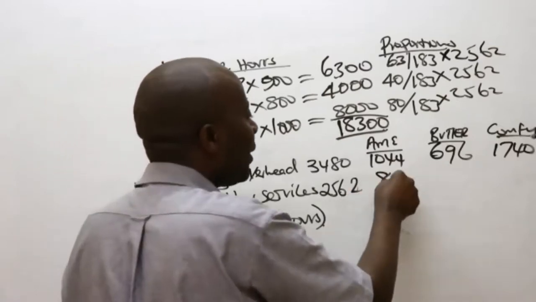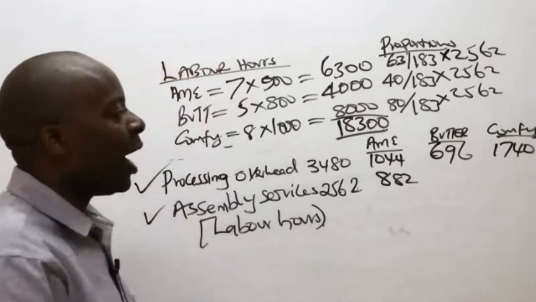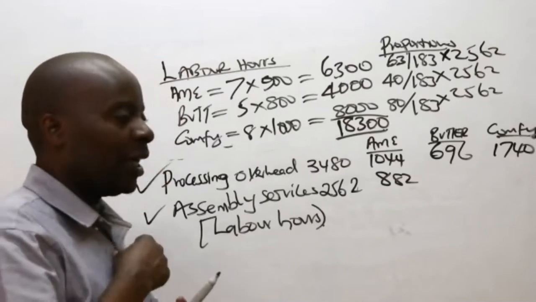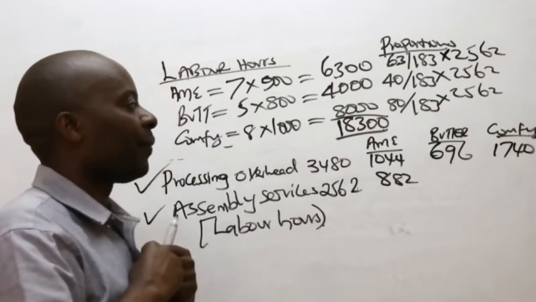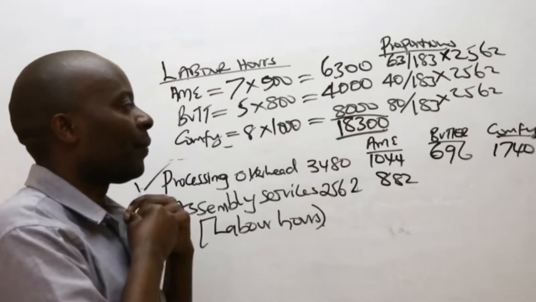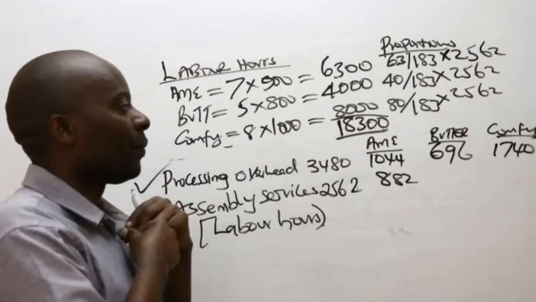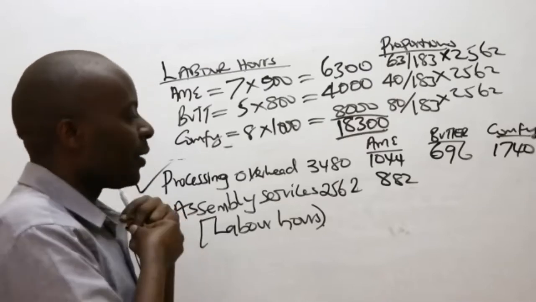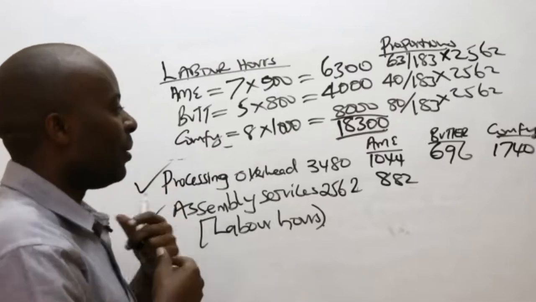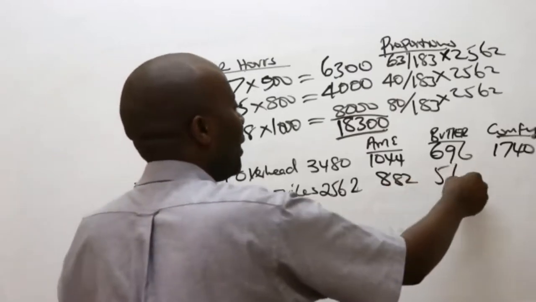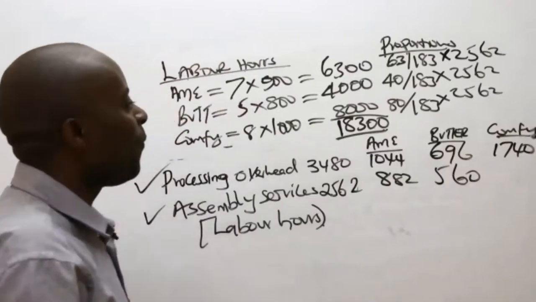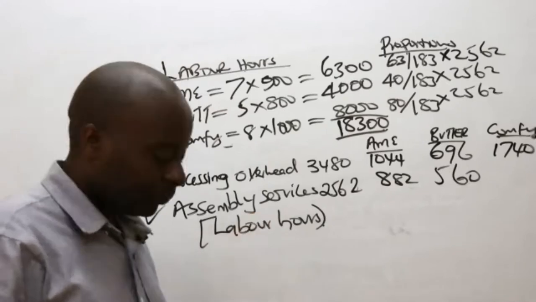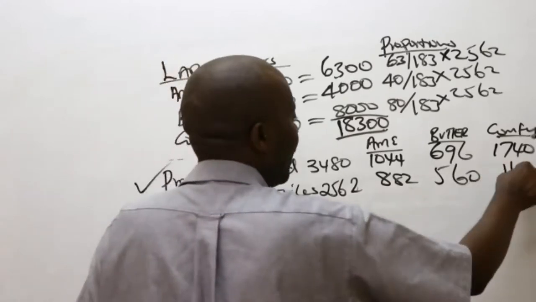American is 882. How about butterfly? Butterfly, what do we have there for butterfly? Butterfly, 560. And then I have the last one, which is comfy. Comfy, 1120. Thank you very much.